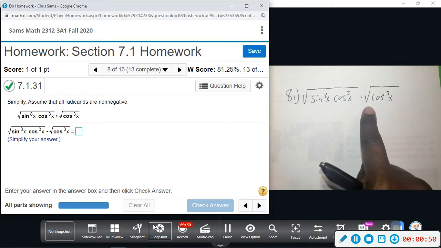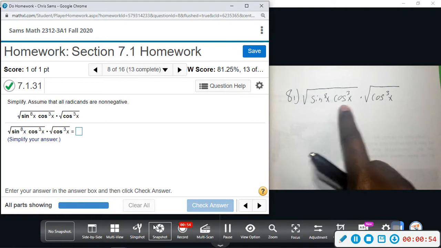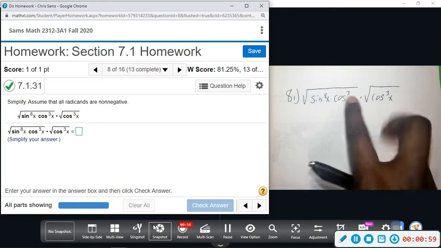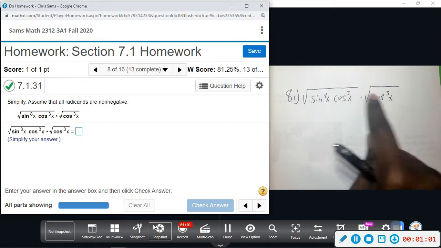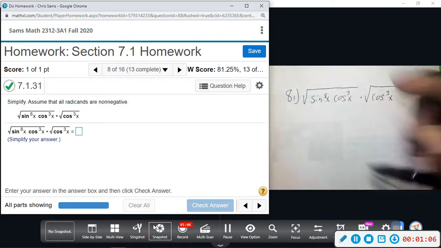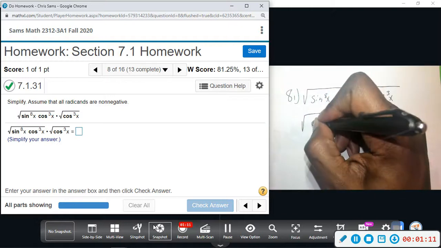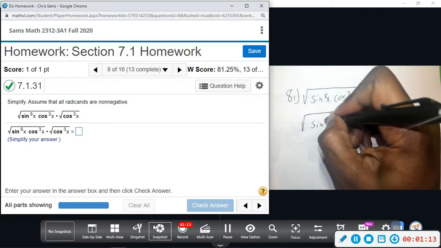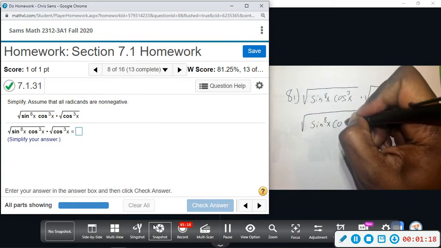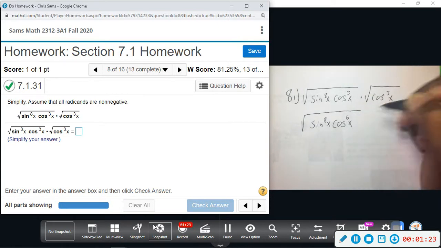Being that both of these are under a square root, we can multiply them together and combine like terms. Just assume that cosine is like a variable, and when you multiply, think of it like an x cubed times x cubed: you add the exponents. So first I'm going to combine these two radicals. I will end up with the square root of sine to the 8th power of x times cosine to the 6th power of x.